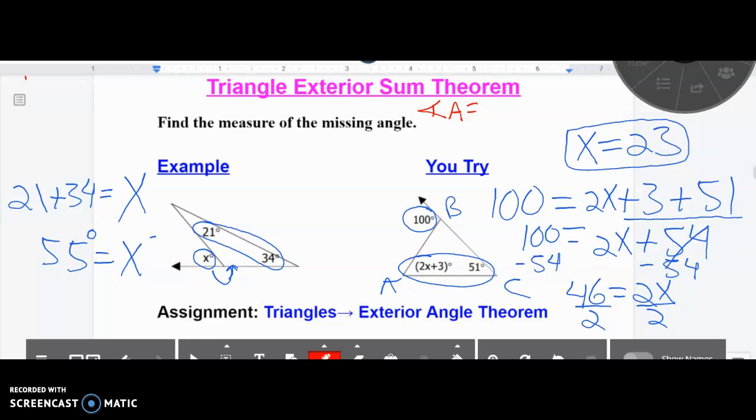So now that you have x, what you do is you plug it in. So let me go back here. You would do 2 times, instead of x, 23, because we know that 23 equals x, plus 3. Okay? So then you would do, okay, 2 times 23 plus 3 gives me 49. So guess what, class? Angle A measures 49 degrees.